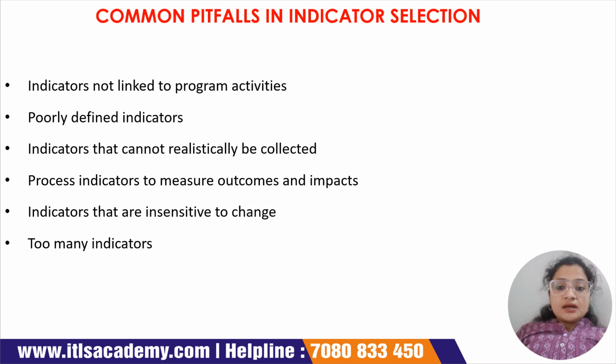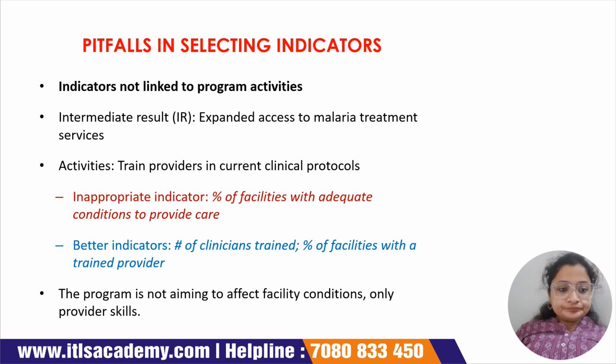Okay, now when we are selecting an indicator, because we saw that there are different groups of indicators, so when we need to select a particular group of indicator, there are some common drawbacks or pitfalls. What are they? Number one, indicators not linked to program activities. Number two, poorly defined indicators. Number three, indicators that cannot realistically be collected. Number four, process indicators to measure outcomes and impacts. Number five, indicators that are insensitive to age. And now next is too many indicators.